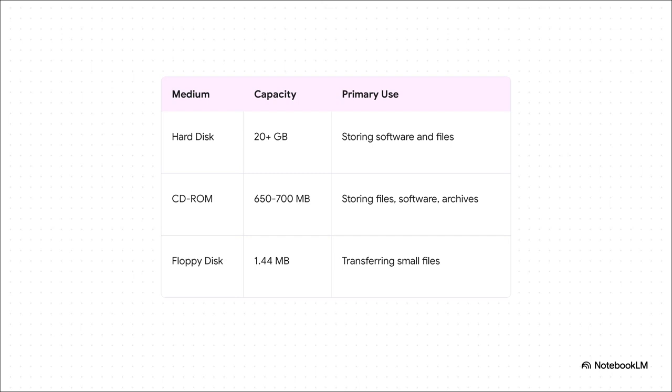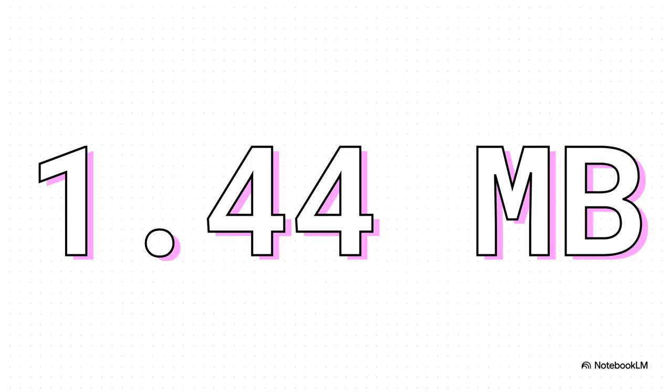You just have to look at the incredible jump in capacity. We went from floppy disks that could barely hold a single high-quality photo to hard disks that now store thousands of movies and massive programs. Yeah, let's just sit with that for a second. 1.44 megabytes. A standard floppy disk, which for years was the way to move files around, held just 1.44 megabytes. Today, that's like one decent photo on your phone. It's just incredible to see how much things have changed.